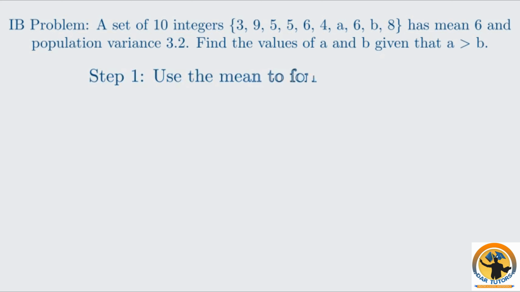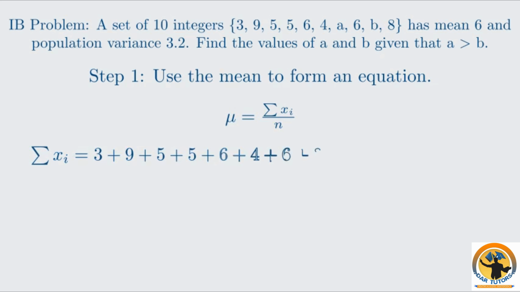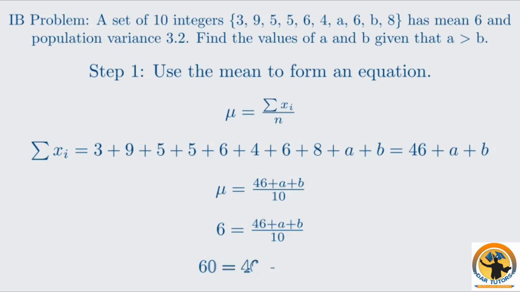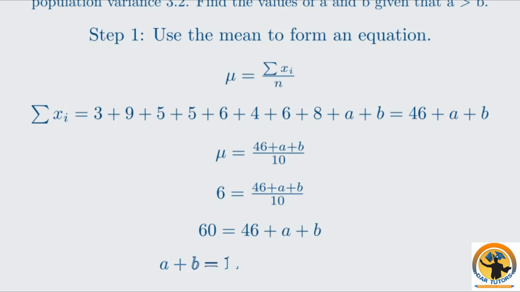First, let's use the definition of the mean. The mean is the sum of all the values divided by the count, n. We know n is 10 and the mean is 6. Let's sum the known integers. 3 plus 9 plus 5 plus 5 plus 6 plus 4 plus 6 plus 8 is 46. Now we set up our equation for the mean. 6 equals (46 plus a plus b) all divided by 10. Multiplying by 10, we get 60 equals 46 plus a plus b. Subtracting 46 from both sides, we find our first equation. a plus b equals 14.